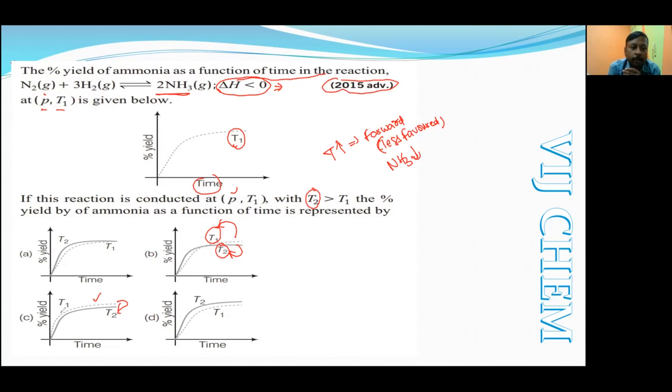So which option is correct? Option C is correct. Why option C? I think all of you understood now. Let's go for the next question.